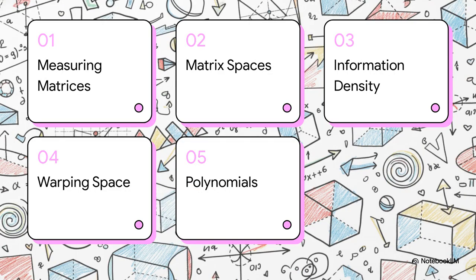So here's our roadmap for today. First, we're measuring matrices with the norm, then exploring matrix spaces. Third, we'll look at information density, which is matrix rank. Fourth, warping space with the determinant. And finally, the characteristic polynomial.